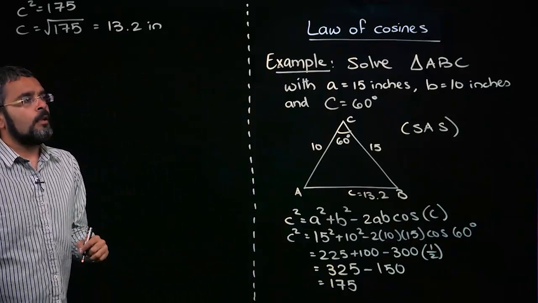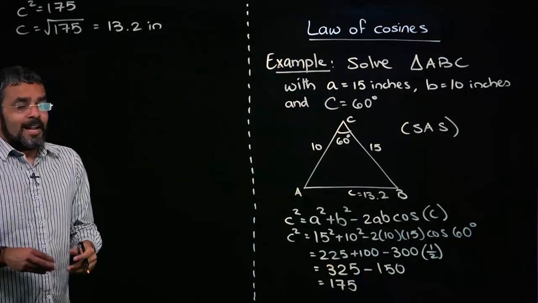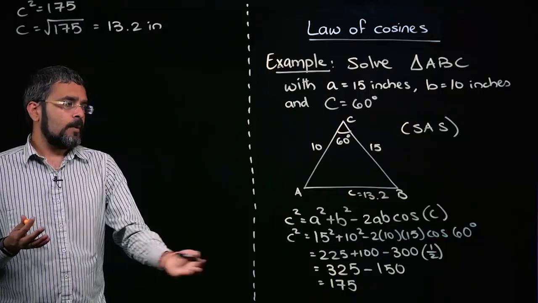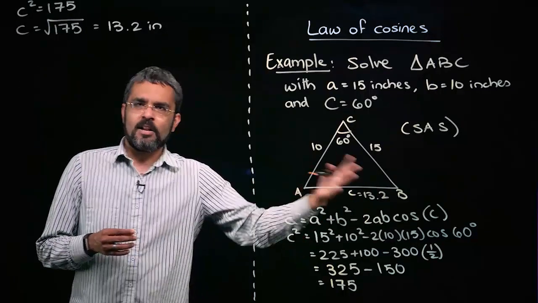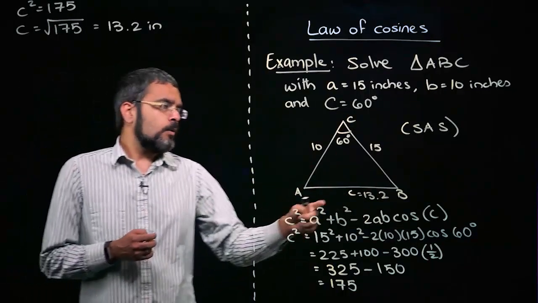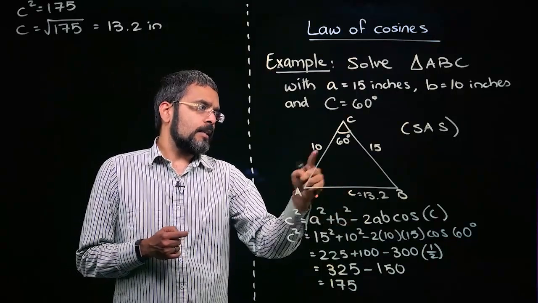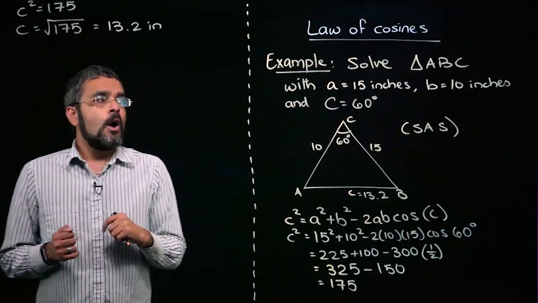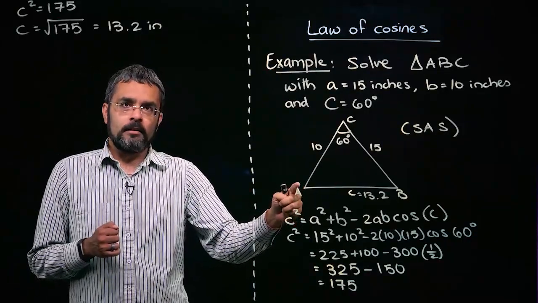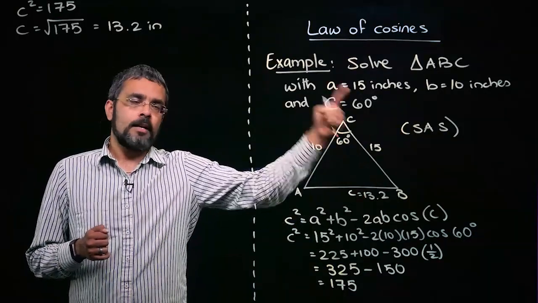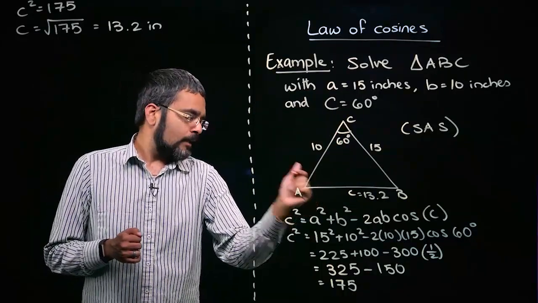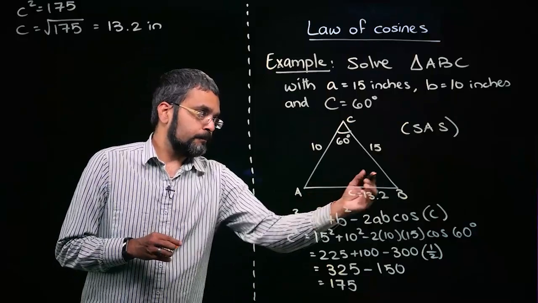Now, I could use law of cosines for the others, right? But we see that law of cosines has a lot of calculations in it. And now that we have side-side-angle, I can also use law of sines, and law of sines is a lot easier. Also know that once I have one angle, I can figure out the other angle. All I need to do is subtract these two from 180, right? So let's go ahead and find out what is angle B.